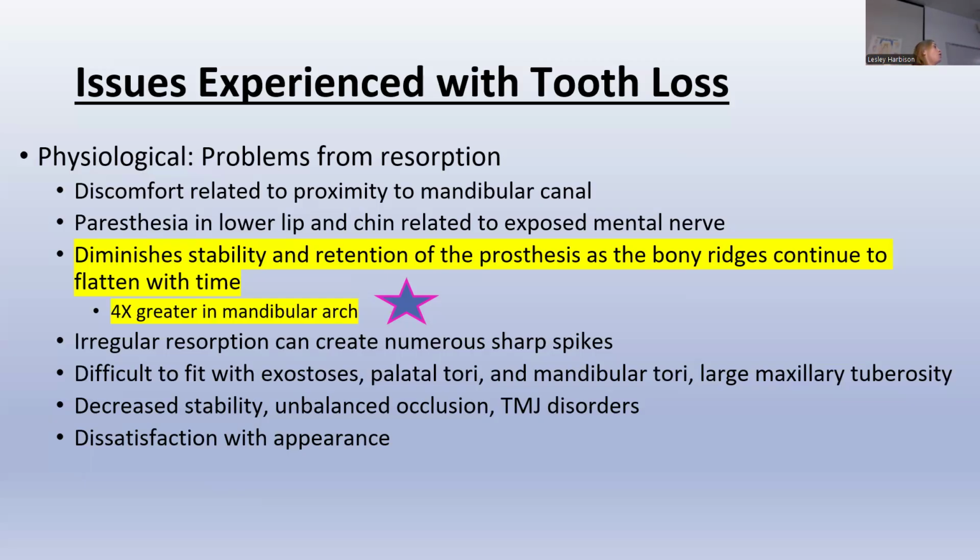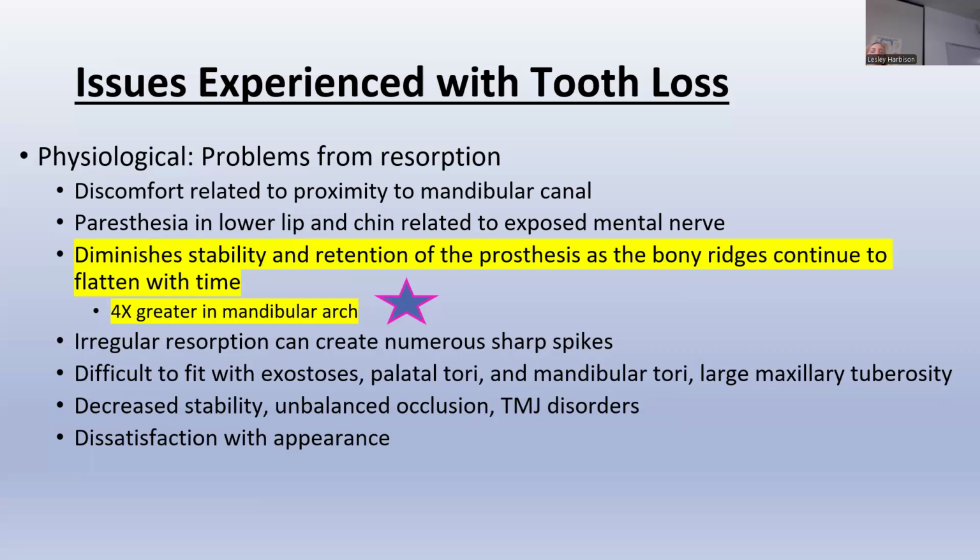Thankfully, there's a lot more use of implants that retain the denture, and that helps hugely with the stability of dentures. Decreased stability, unbalanced occlusion, TMJ disorders, these can all be problematic as they lose bone and dimension, based on their anatomy and how the denture fits.